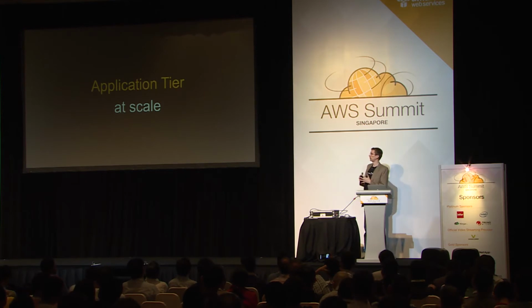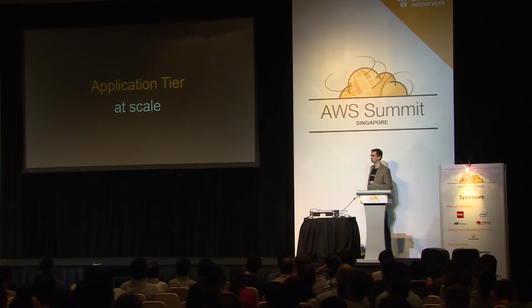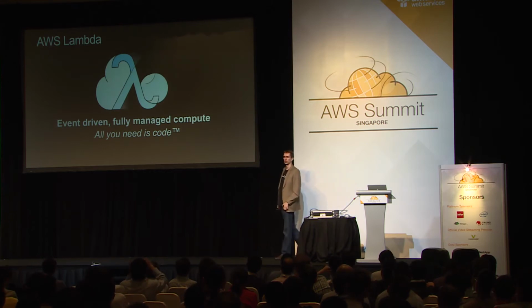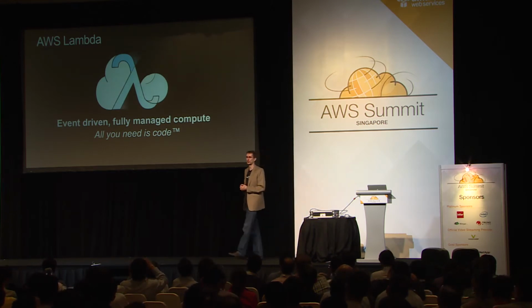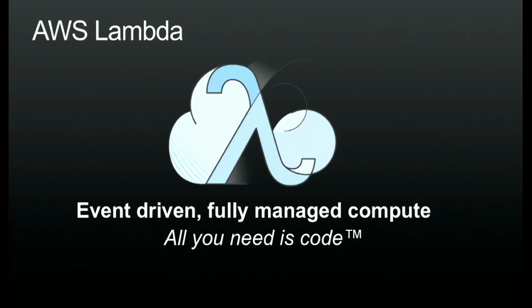So let's talk more about the application tier. I was complaining about the monolithic applications. What could you do now, today, with AWS? Well, at re:Invent last year, we introduced one of my favorite services, our brand new compute service, AWS Lambda. So AWS Lambda is an event-driven, fully managed compute service. Basically, all you need is code. There is no infrastructure to manage.